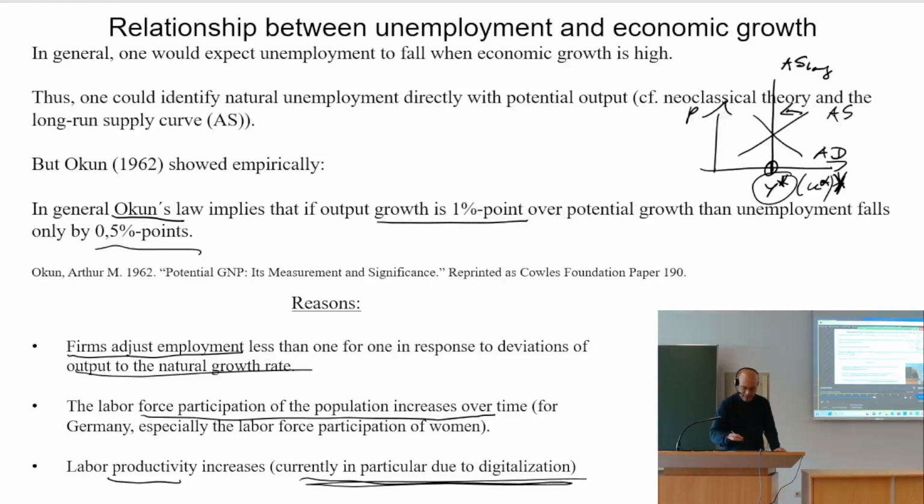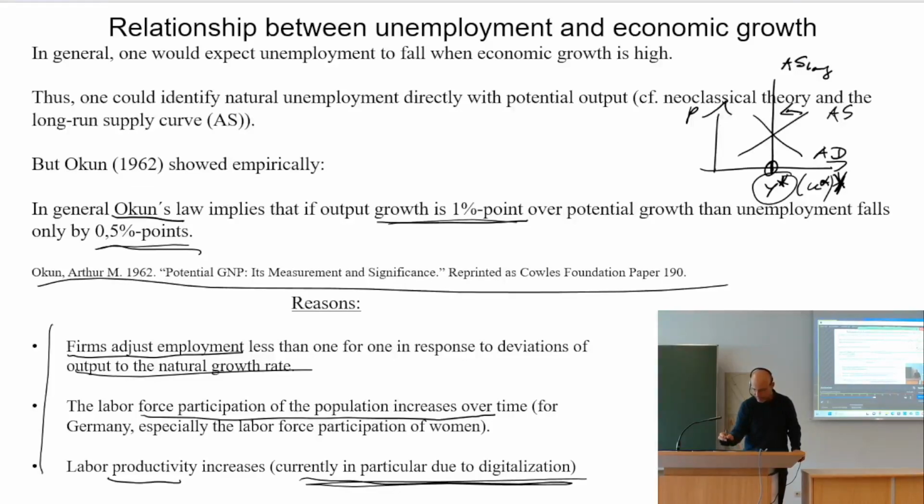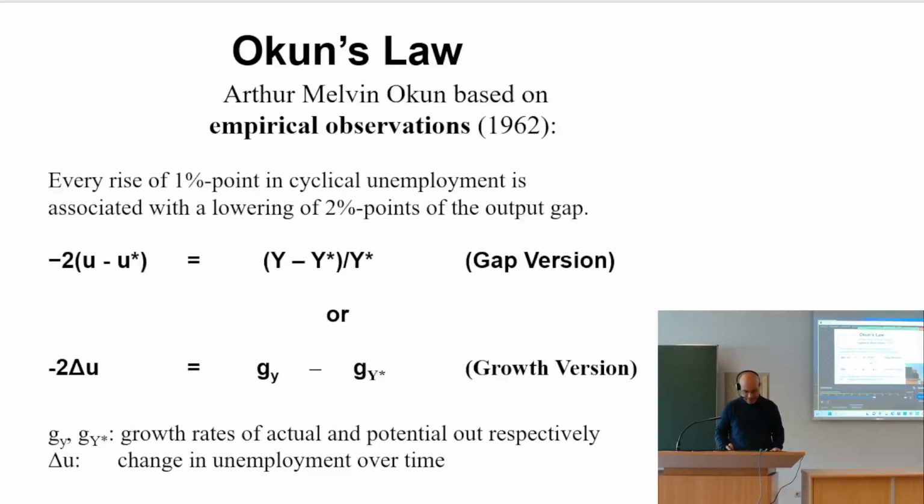So this would be, in general, the explanation why we do not have this one-to-one match. If somebody wants to have a look at the original paper, I will put it in the Moodle course so that you can read these papers. Okay, and now translating this into a simple formula.